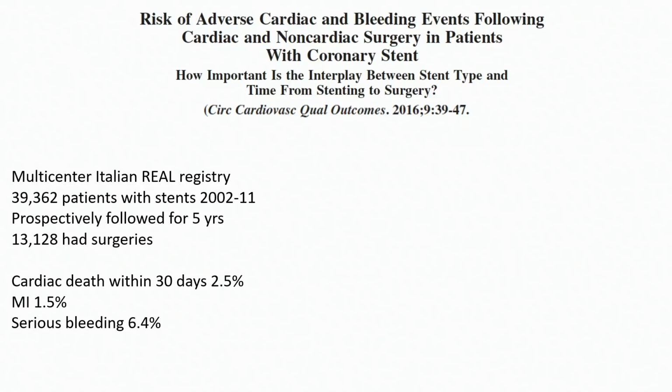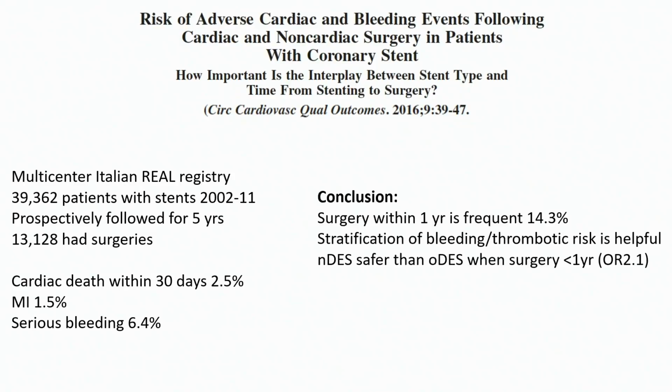Talking about the development of newer generation stents, this is an Italian registry that looked at over 39,000 patients, and they were prospectively followed over a period of 5 years, of which a large percentage had surgeries. And here the authors noted that surgery within the first year of stent placement was fairly common, as we already know. And they felt that the stratification of these patients with bleeding risk and thrombotic risk is really important in ensuring better outcomes. And they also found that newer generation drug-eluting stents were safer than older generation drug-eluting stents when surgery was performed within a year of stent placement.